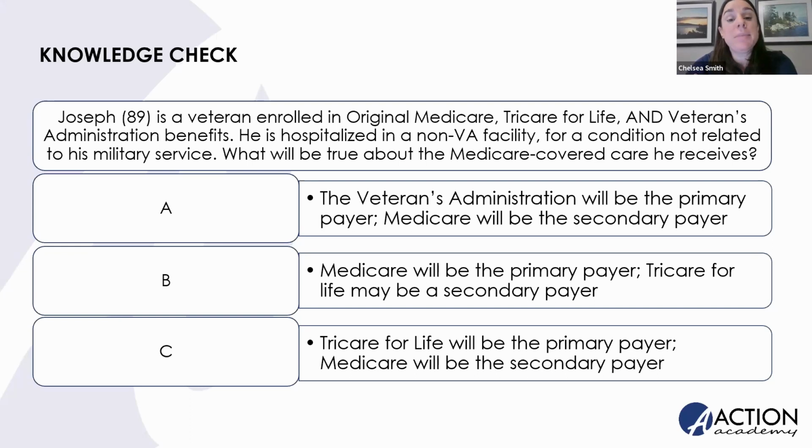Medicare would be the primary payer in this situation, and then TRICARE would act as a secondary payer. It would pay anything left over if that was the case. So Medicare and COBRA.